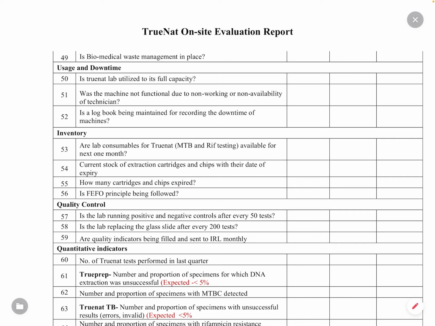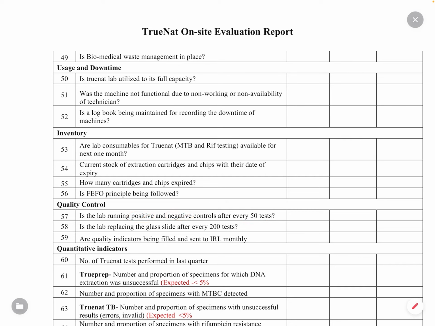Then quality control. Here we have running positive and negative control every 50 tests. So this we are actually not doing. Here the negative control is basically water. You can use distilled water as the sample, and the positive control is usually a control which is given by the company, which we are not currently doing.